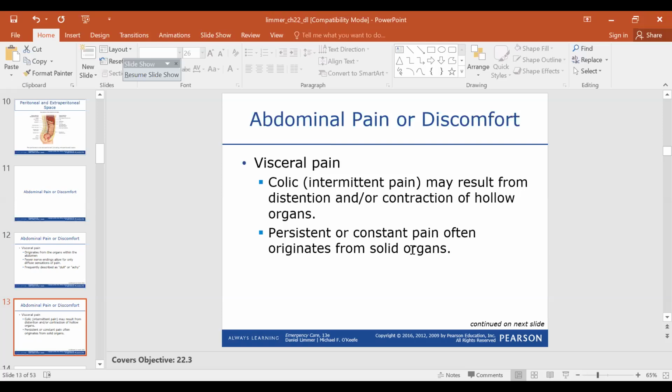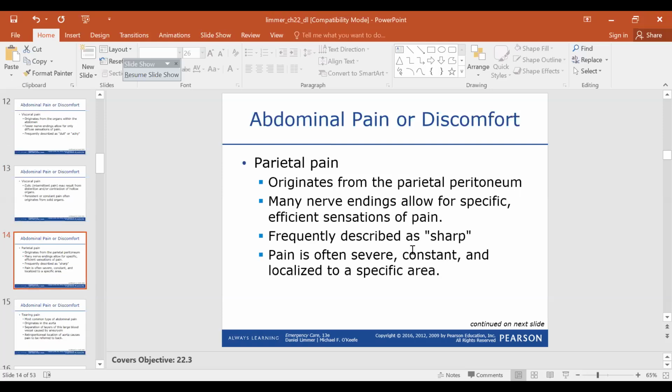Persistent or constant pain. All right, parietal pain. I'd write this down too. I'm gonna give you guys a few seconds as I'm talking about this. So it originates from the parietal peritoneum. The parietal peritoneum again is that membrane that's on the top, on the outside. Many nerve endings allow for specific, efficient sensation of the pain.